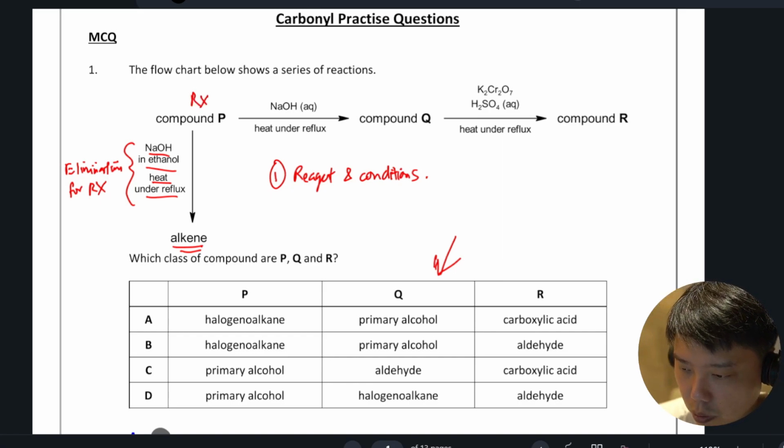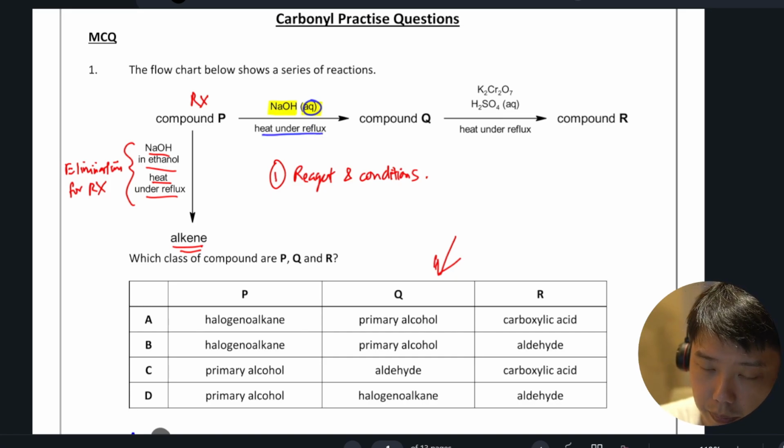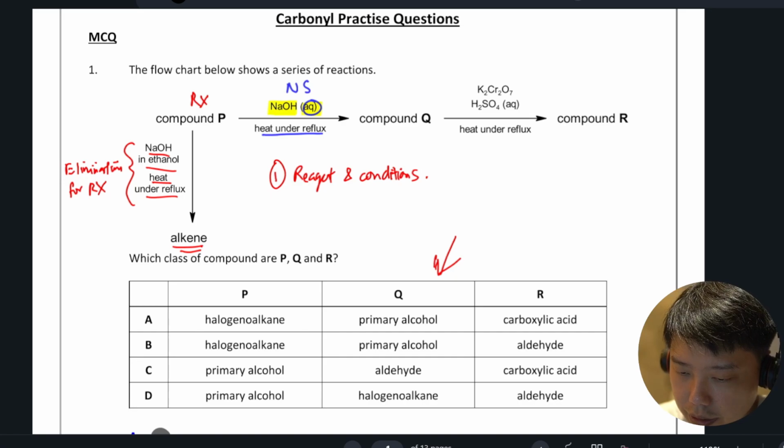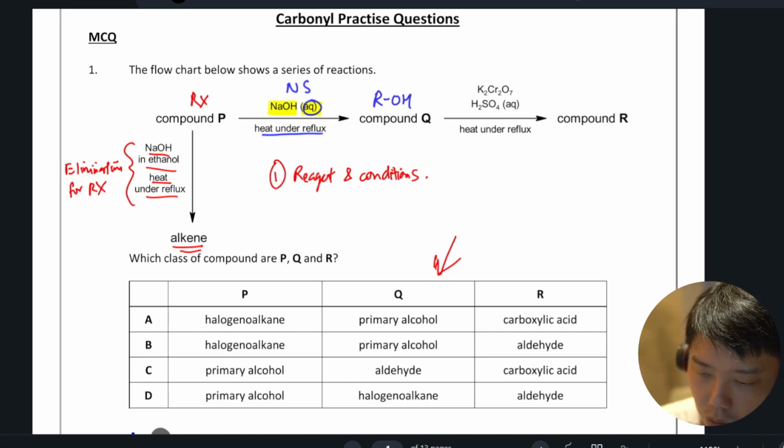Okay, next up we look at this reagent and condition, NaOH, but this time around it is aqueous. So when you heat under reflux with a strong base, it is mostly to do a nucleophilic substitution, to substitute your halides for OH. So your compound Q is likely to be an alcohol. Okay, so we have halogenoalkanes and we have alcohol.